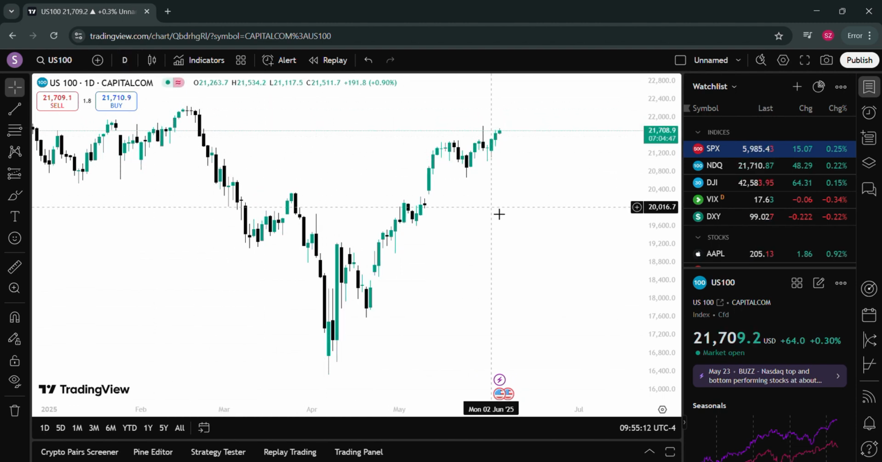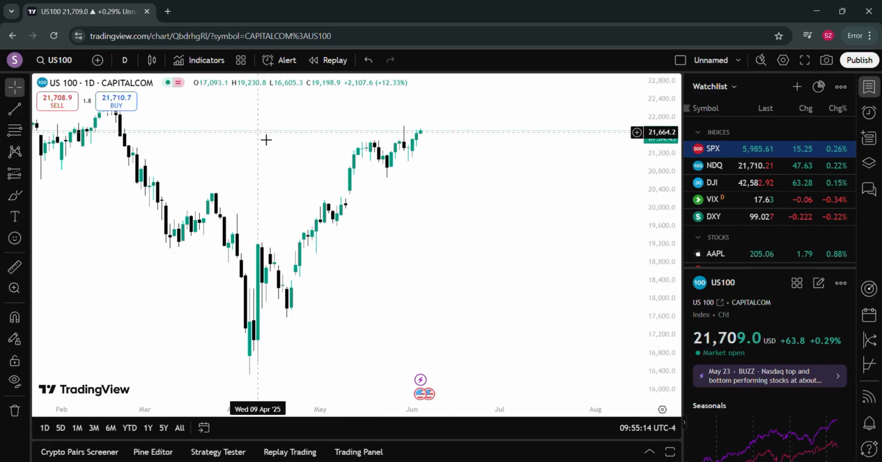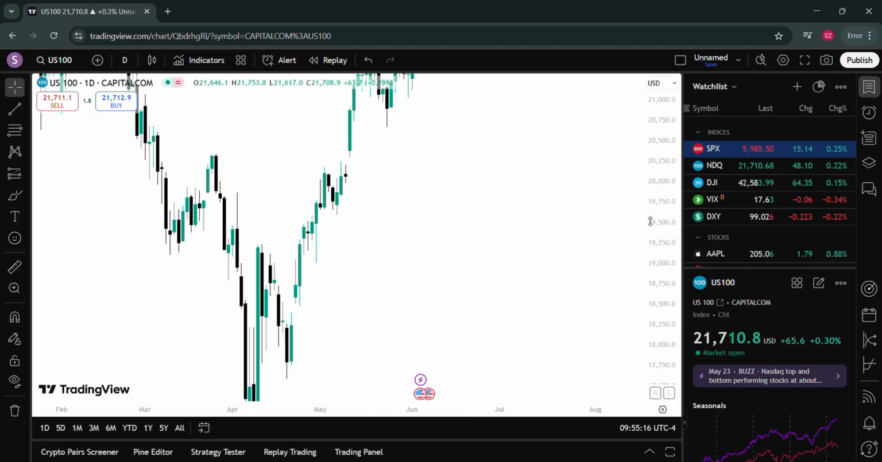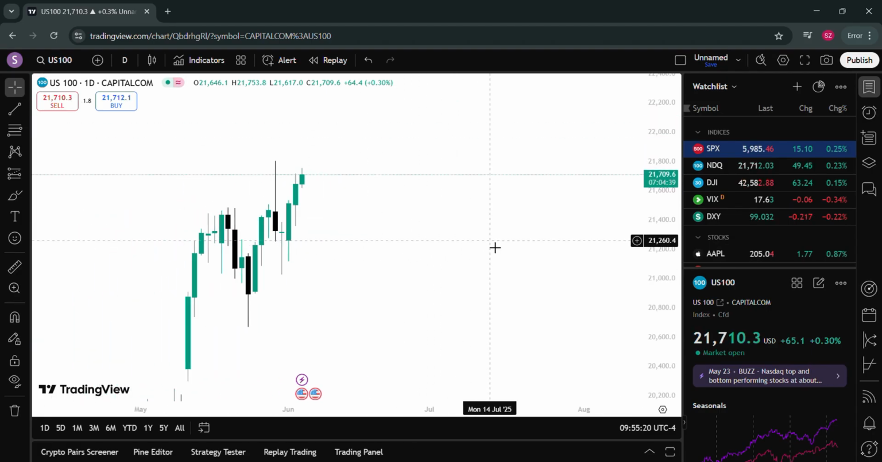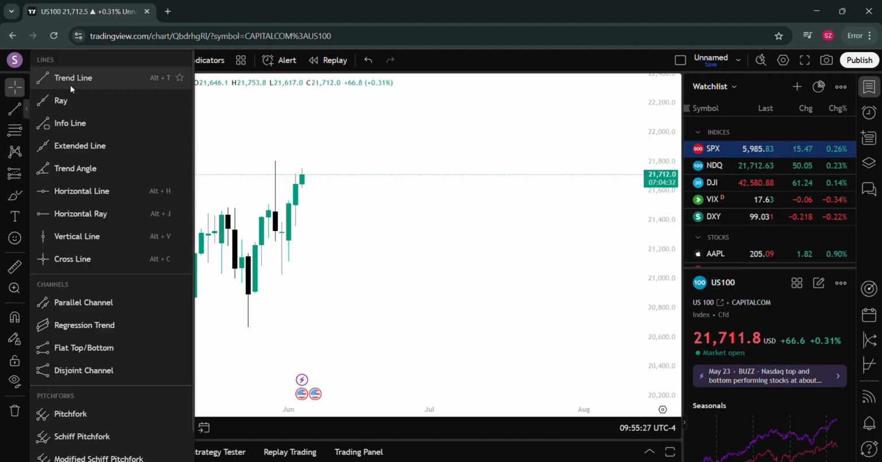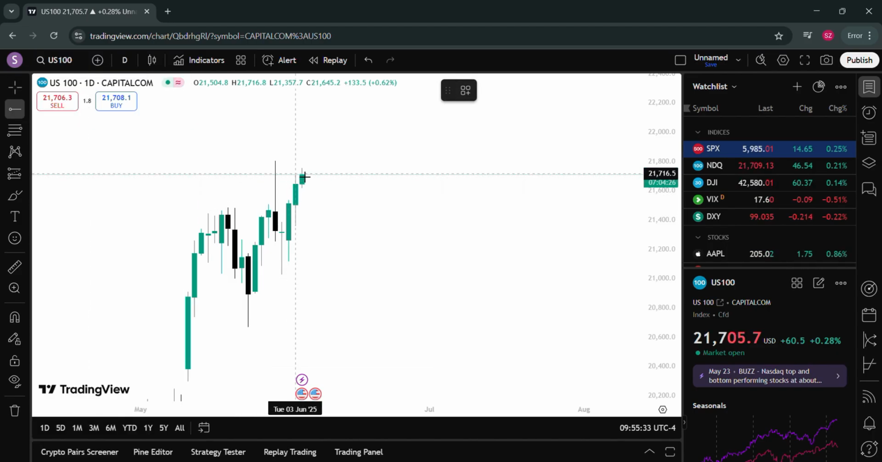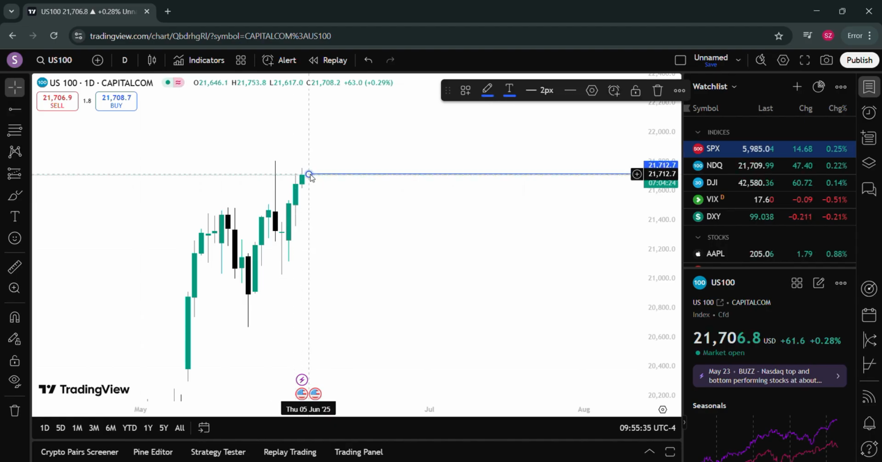This is the daily time frame. I'm gonna mark the previous day high and previous day low. You can do that from here. I'm gonna use the horizontal ray. You can use another if you want. I'm gonna just eyeball it.